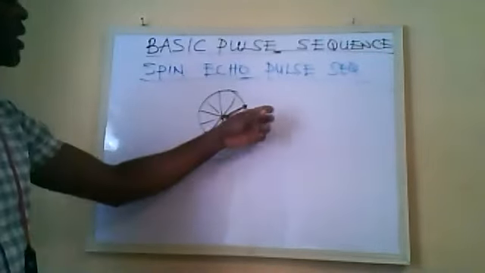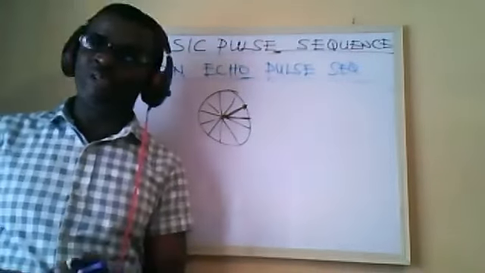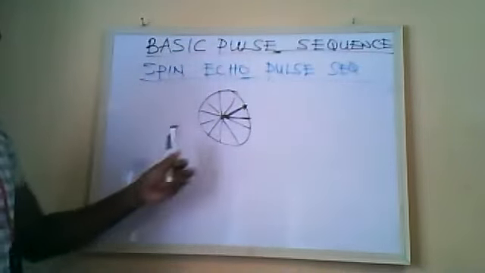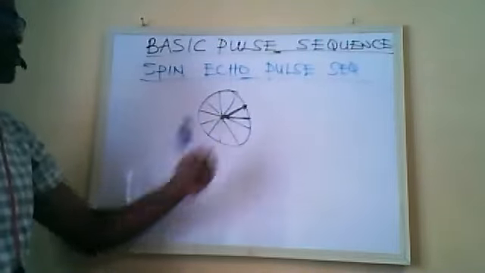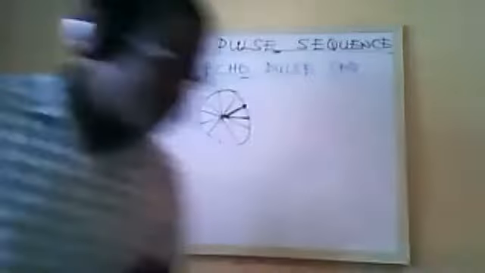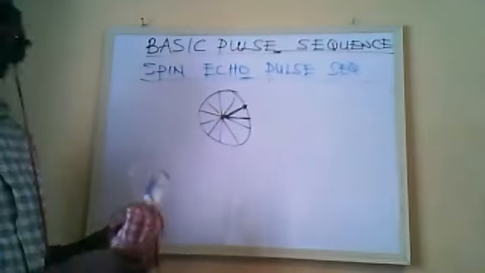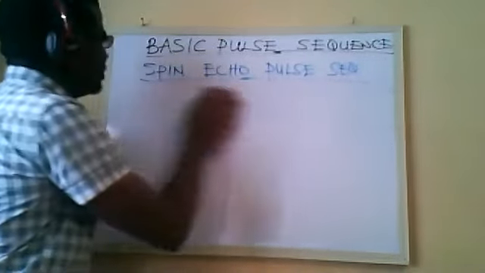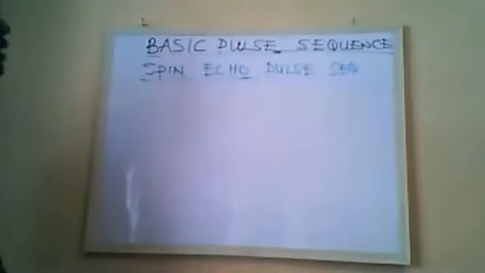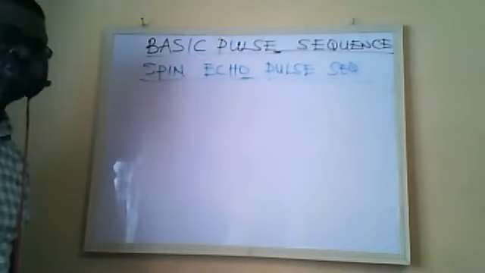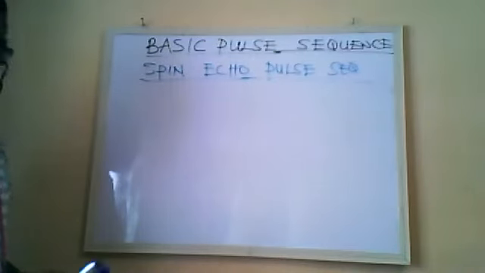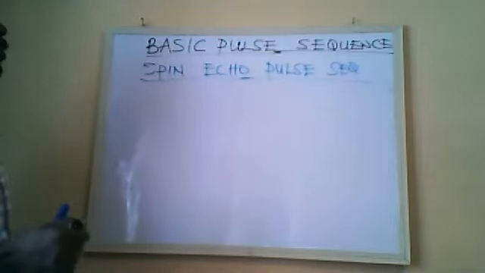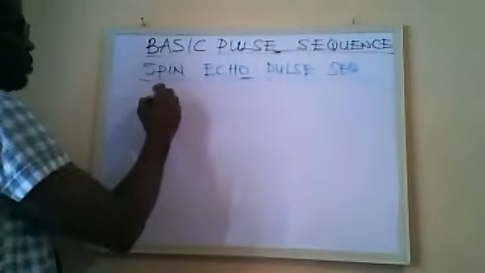So this is key. If you don't switch off the RF pulse, you're not going to get any image. It is due to the fact that different tissues relax at a different rate after the RF pulse has been switched off. That is why we have contrast based on the way the spins are oriented after we switch off the RF pulse. So for spin echo, this is the basic pulse sequence diagram.